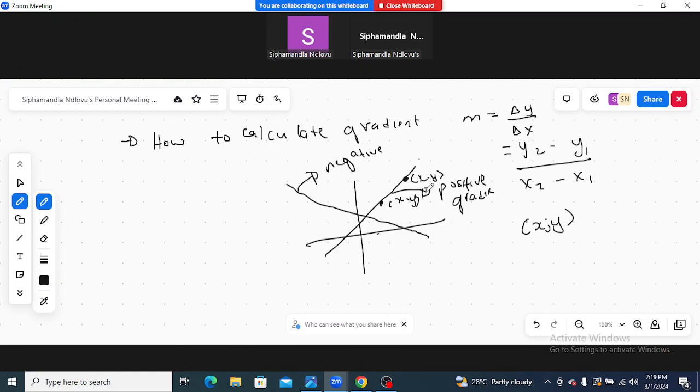And let me say this, you can use any 2 points on the line, given the fact that they are on the line, right? Like for example, you can use this point that is here, and you can use this point. If I use this point and this point, I will get the same gradient as if I use that point and that point, right?